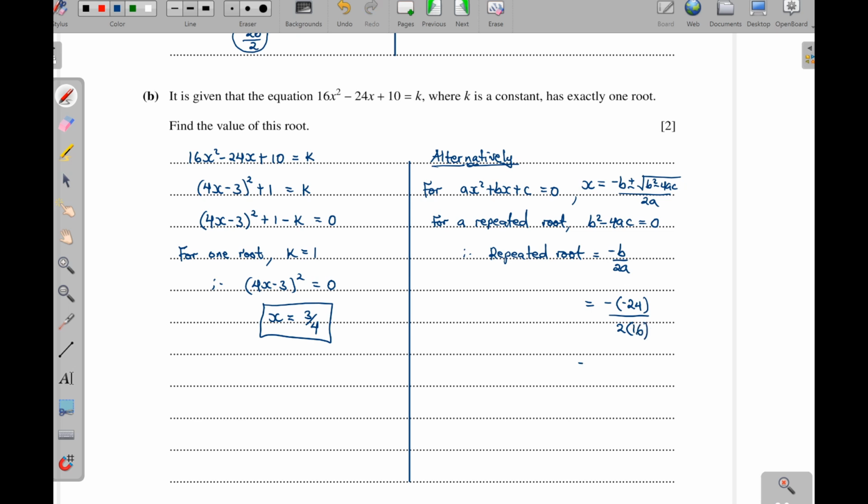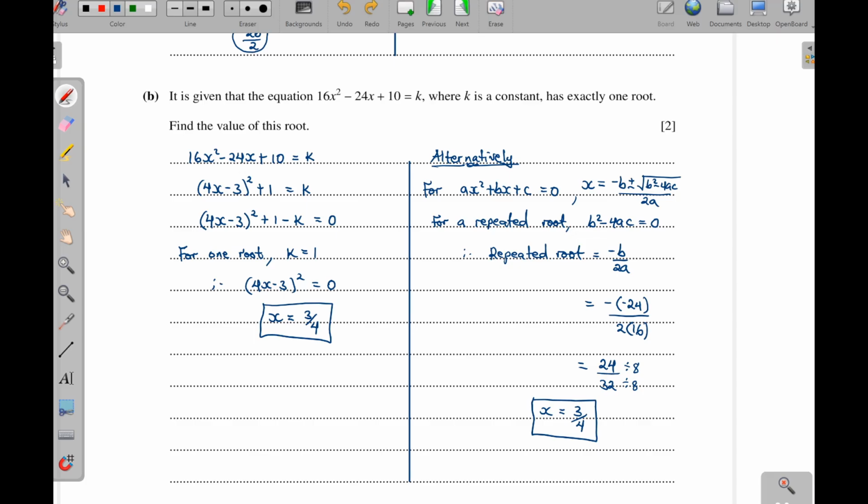And this one is going to be positive 24 out of 32. Also, then divide through by 8 and also down here by 8. So don't you think the answer is 3/4? So that is that. You see that it is the same answer we get here.